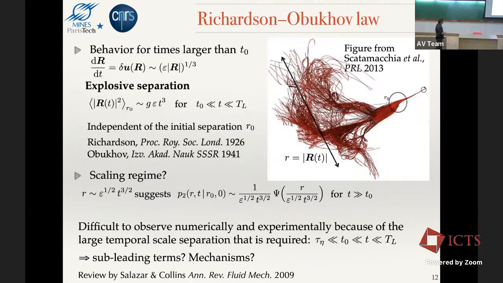It's almost 100 years ago, 1926, that Richardson proposed this law based on observation. He did measurements in the atmosphere. He was launching balloons and measuring by eye the distance between balloons as a function of time.